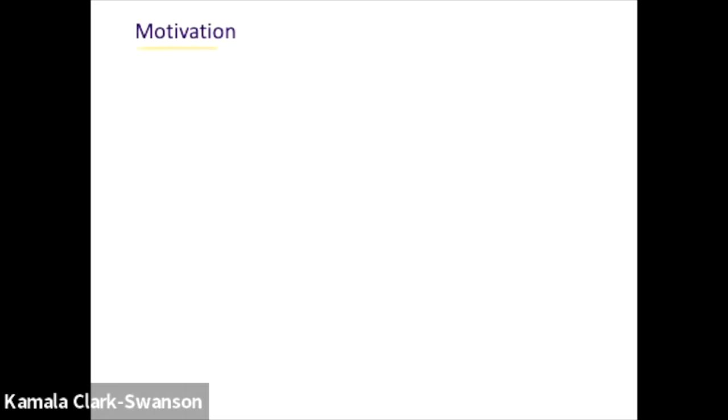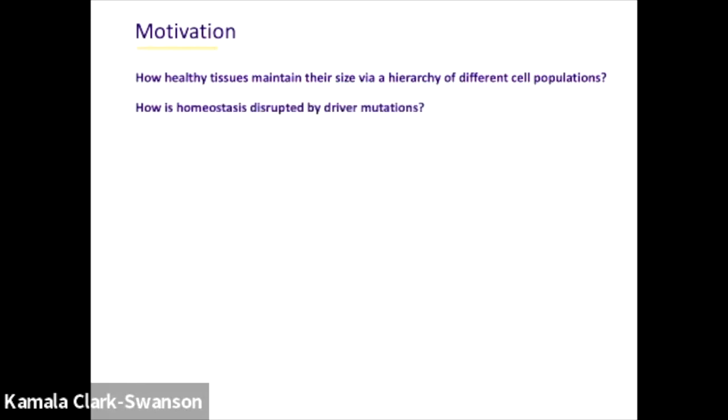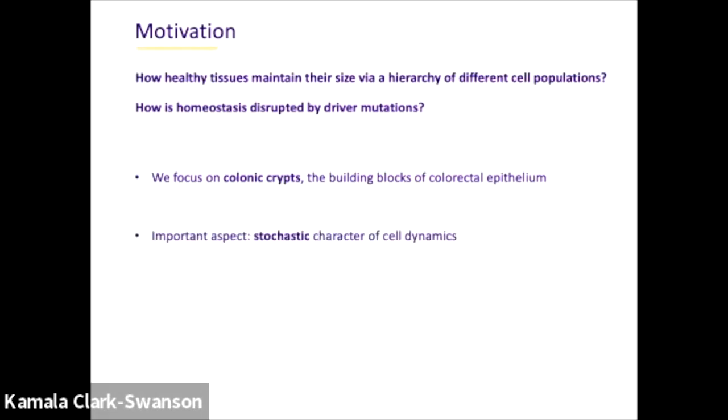So our motivation is the central question: how do healthy tissues maintain their size via a hierarchy of different cell populations? That's, of course, a question in many tissues in the human body, and how this homeostasis is disrupted by the acquisition of driver mutations. We particularly focus on colonic crypts, which are the building blocks of the colorectal epithelium. In our formulation of the model, an important aspect is the stochastic character of cell dynamics. And this stochastic character is amply demonstrated by the significant variance observed in cell populations from crypt to crypt.